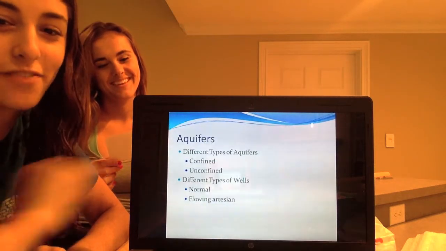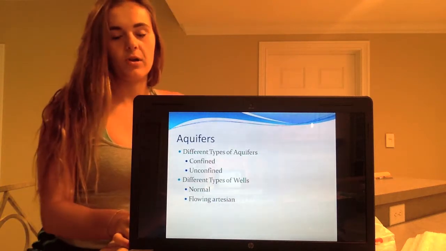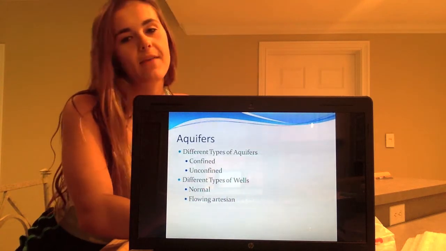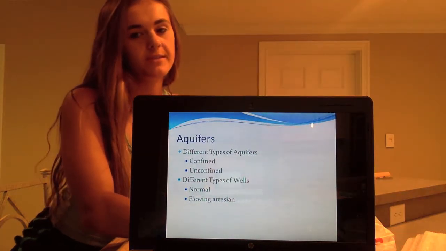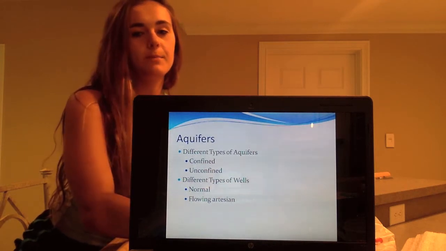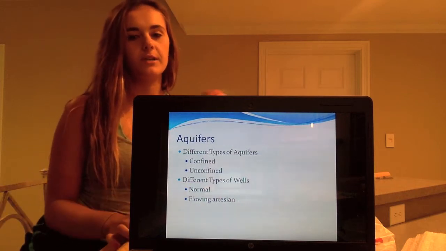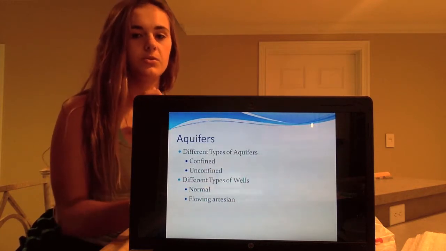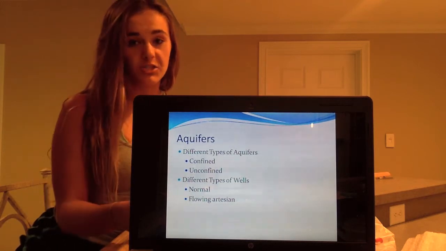Okay, so next we have aquifers. Aquifers are sources of usable groundwater. The two most common types are confined and unconfined aquifers, and the difference is that unconfined aquifers receive water directly from the surface, while in confined aquifers, the water is trapped between two layers of impermeable rock or clay. The water in confined aquifers is often under extreme pressure, and a way to relieve that pressure is to drill holes into the confined aquifer, so the water shoots up and creates an artesian well.